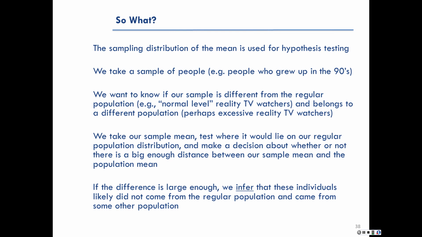So we take a sample of people, for example, these people who grew up in the 1990s. We want to know if our sample is different from the regular population, the entire population, which might exhibit the normal level of reality television watching. And we want to know if our sample belongs to some different population, perhaps that of excessive reality TV watchers. So we take our sample mean and test where it would lie on our regular population distribution. Then we make a decision about whether there's a big enough distance between our sample mean and the population mean. If the difference is large enough, then we infer that these individuals likely did not come from the regular population and came from some other population, a population of excessive reality television watchers. After that, if we had enough controls, we would probably further infer that growing up in the 1990s exerted a causal effect on excessive reality television watching.